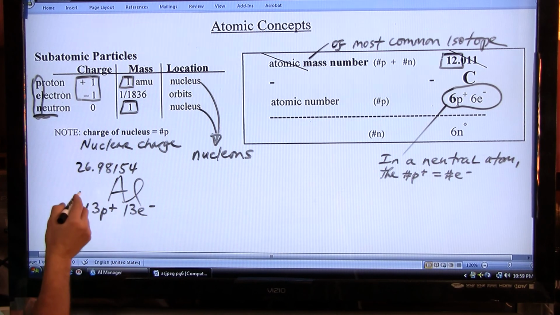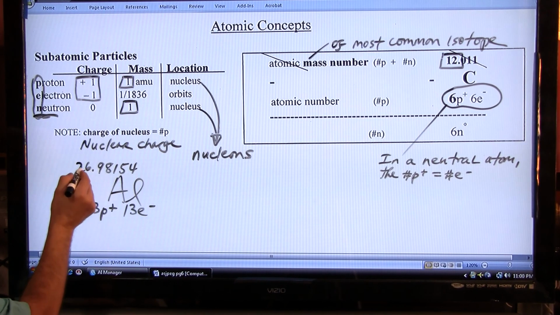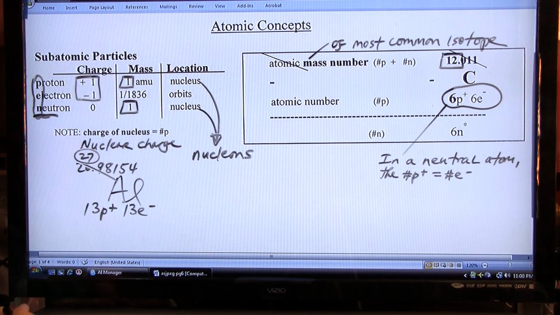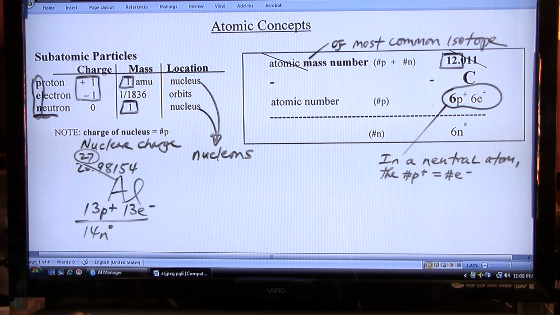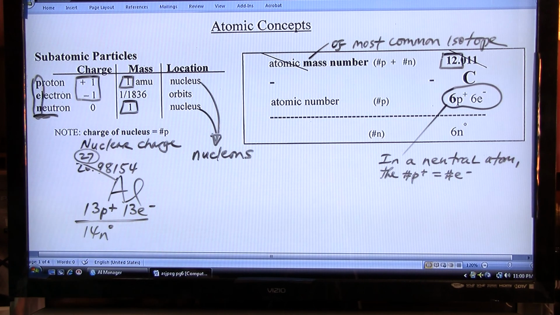26.98154. Well, to the nearest whole number, that 9 makes the 6 a 7, so we'll make that 27. And 27 minus 13 is 14 neutrons. So that would be the most common isotope of aluminum.